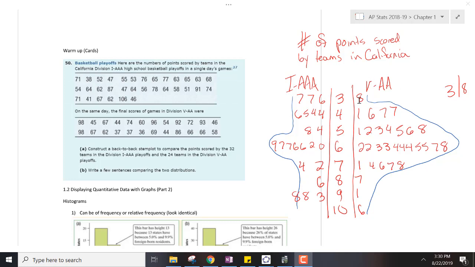So just look at the values, least to greatest on from each stem. Remember that the IAAA here is going backwards, so 36, 37, 37, 44, 44, 45, 46. So this is 98 down here, not 89. Make sure you're seeing that.